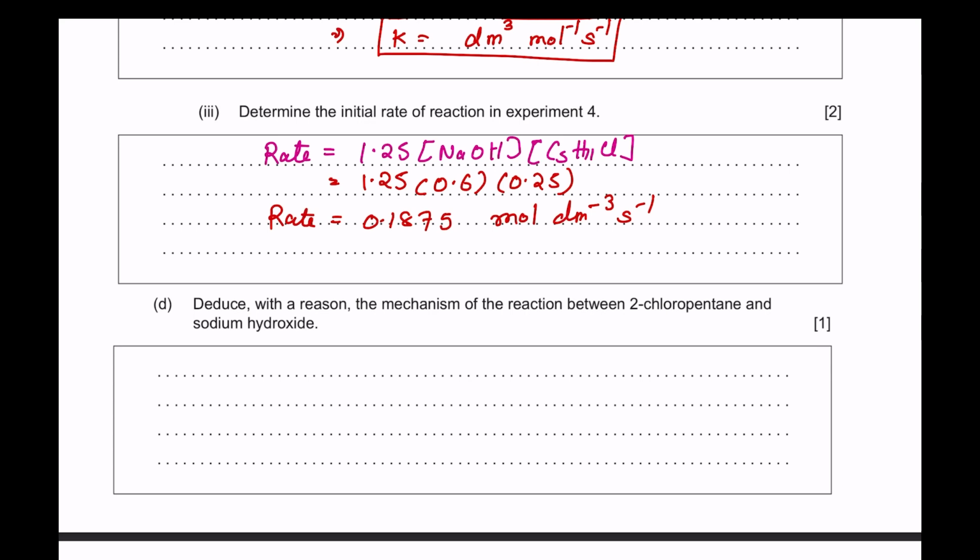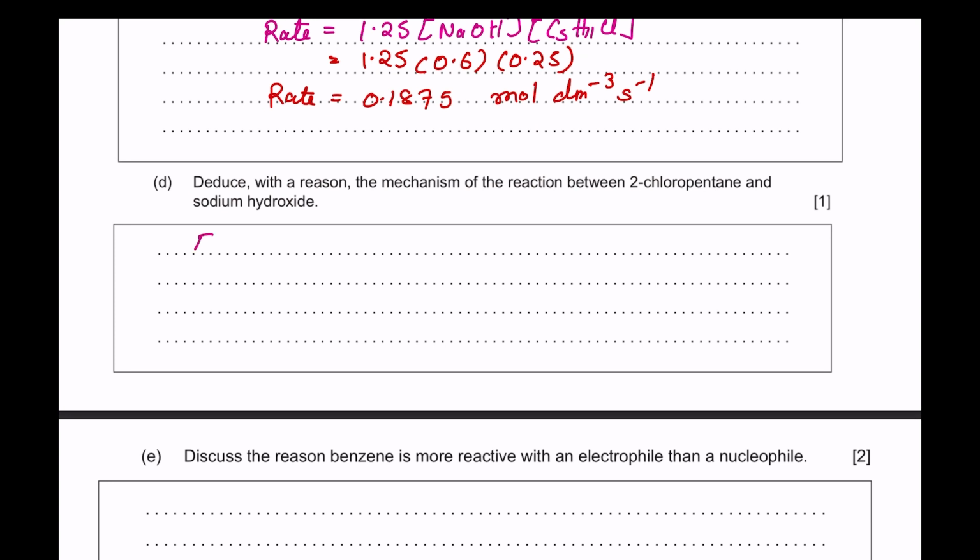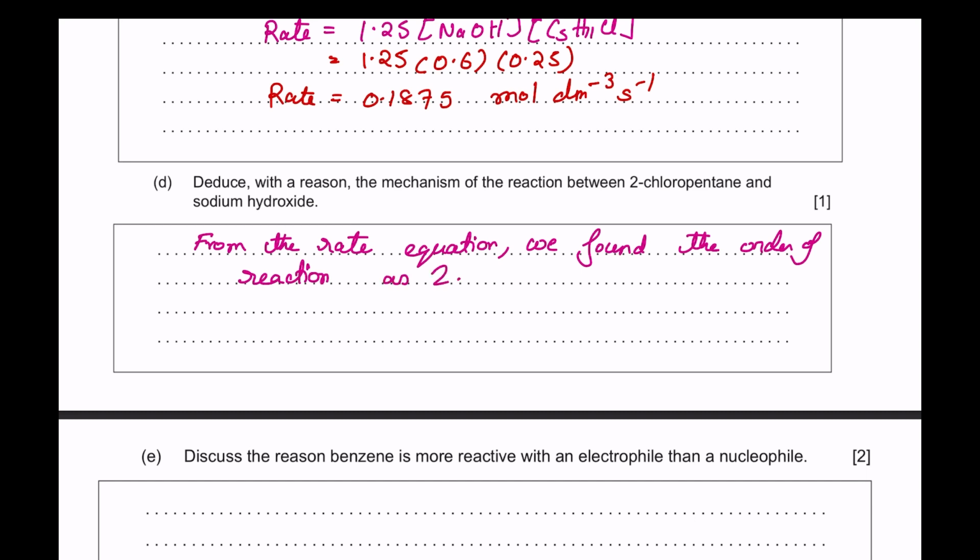Now we have to give a reason for the reaction between 2-chloropropane and sodium hydroxide. As we have found out, the order of this reaction is 2, so it would be an SN2 reaction. That's all about this part. So from the rate equation, we found the order of reaction to be 2. Hence, it is an SN2 reaction.